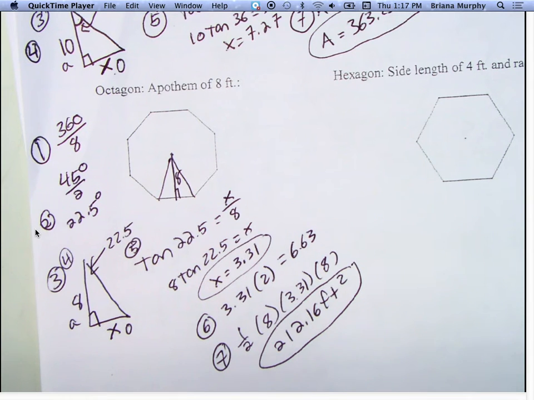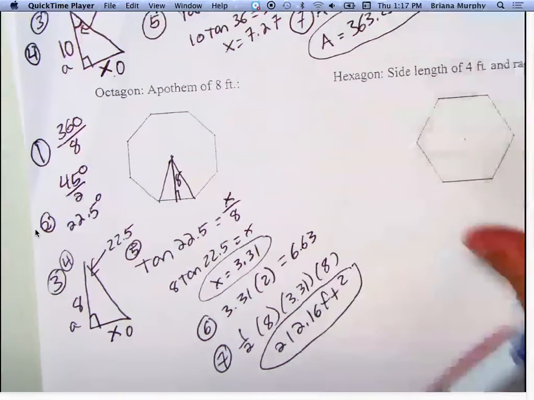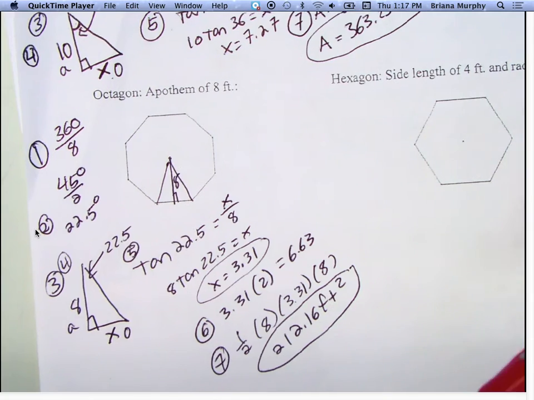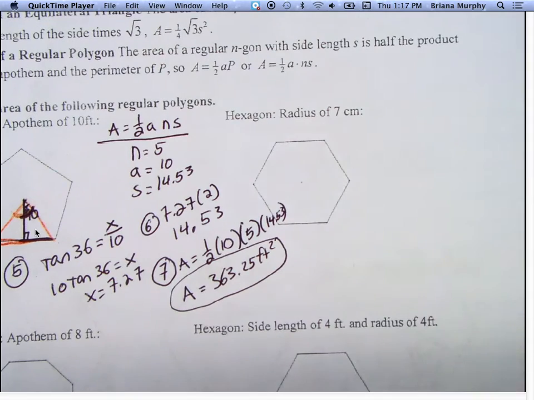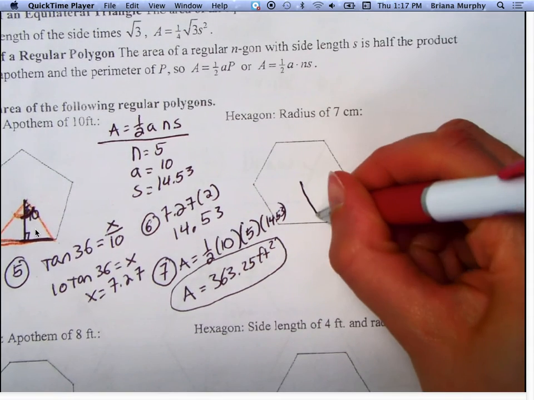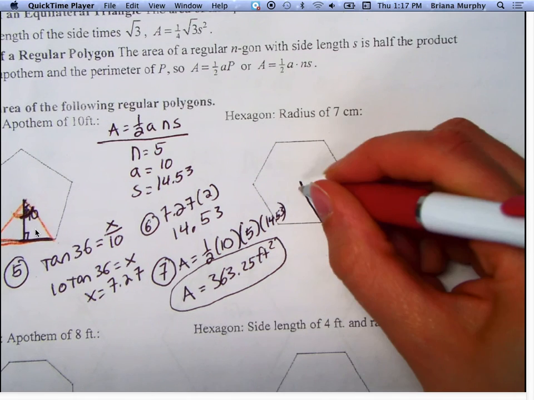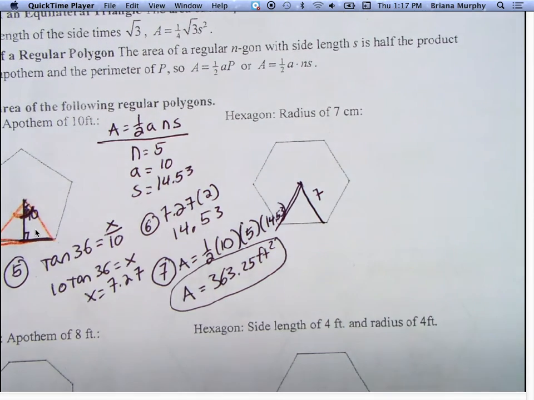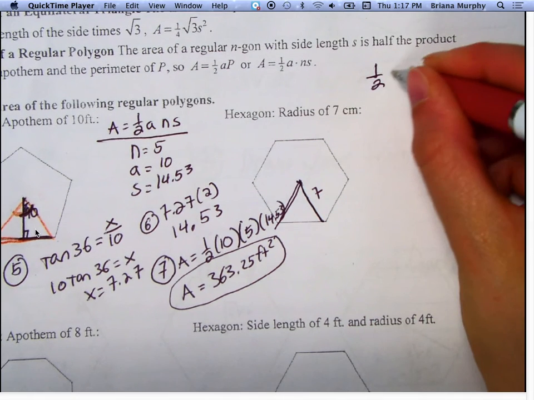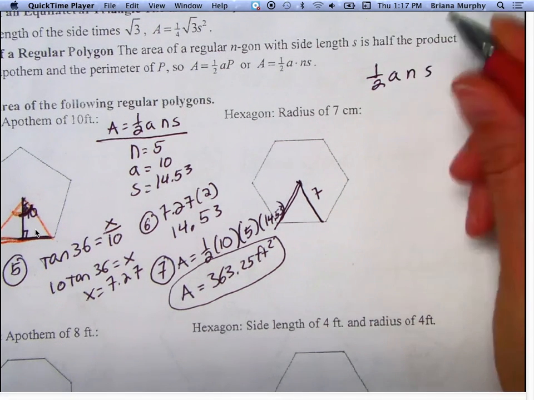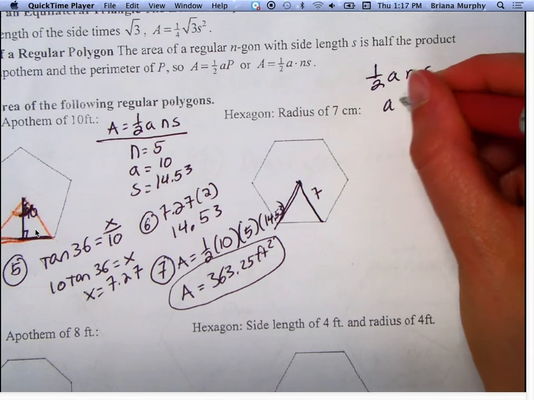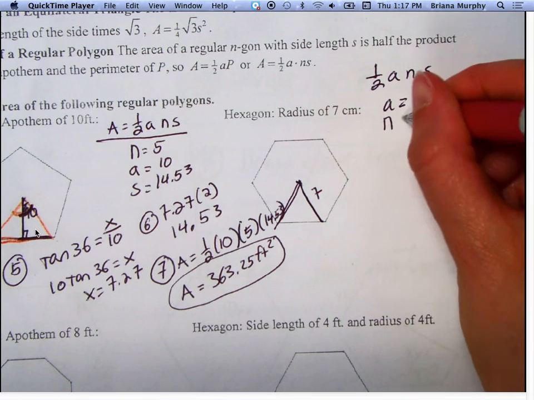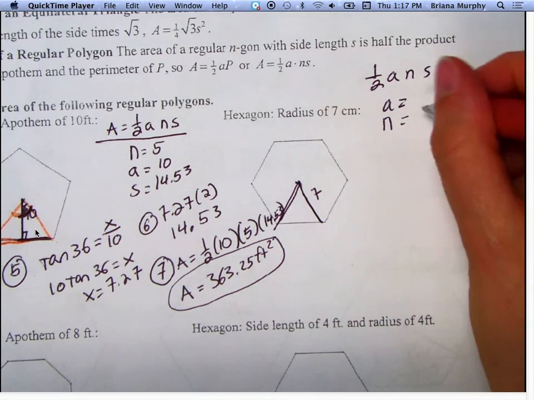Okay, we're gonna do this hexagon one up here. It is quicker. Okay, so we're gonna do this real quick. This is a radius of 7. So we have a hexagon. All right, so we know we're gonna use 1/2 a times n times s. We don't know what a is. That's my question mark. We know the number of sides I have is 6.